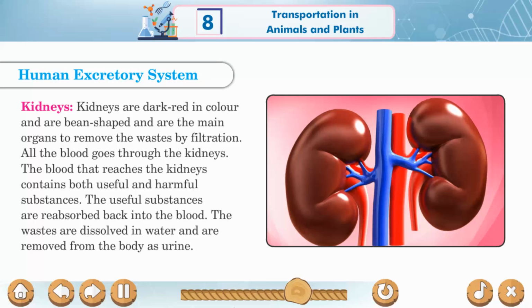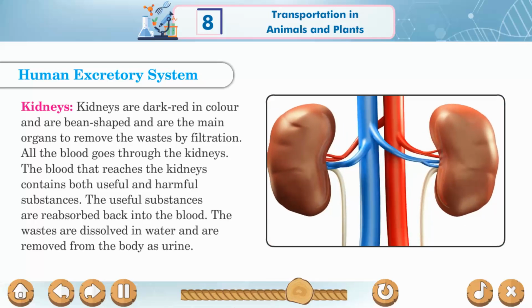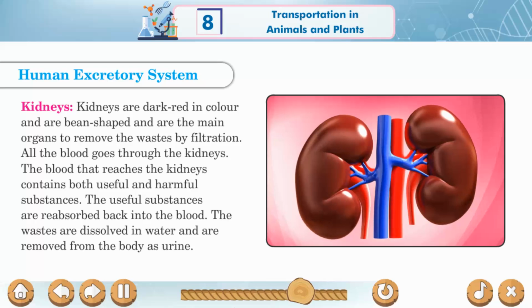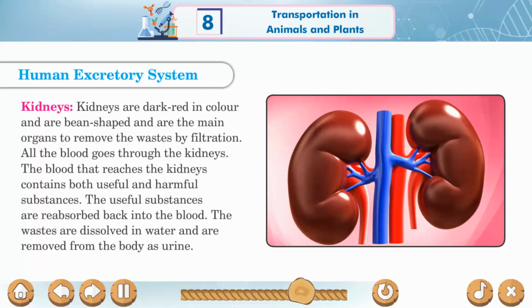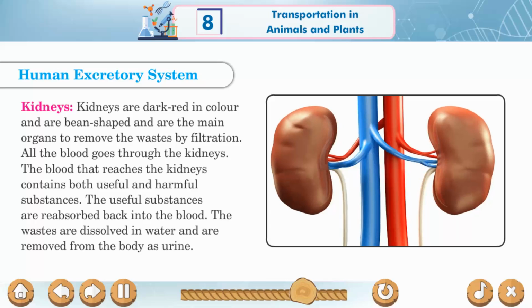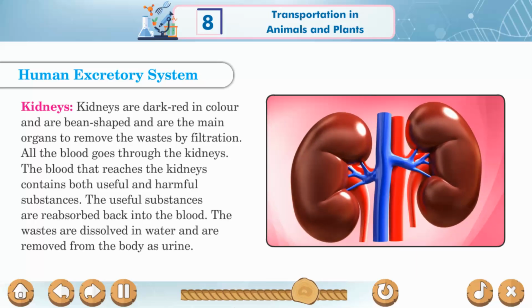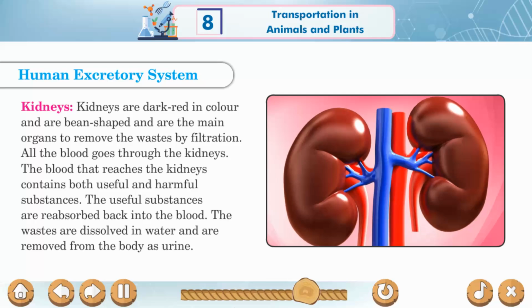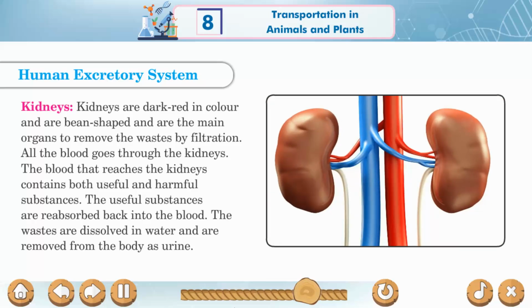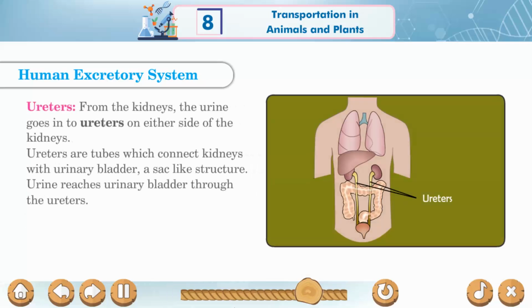Kidneys. Kidneys are dark red in color and are bean-shaped and are the main organs to remove the wastes by filtration. All the blood goes through the kidneys. The blood that reaches the kidneys contains both useful and harmful substances. The useful substances are reabsorbed back into the blood. The wastes are dissolved in water and are removed from the body as urine.